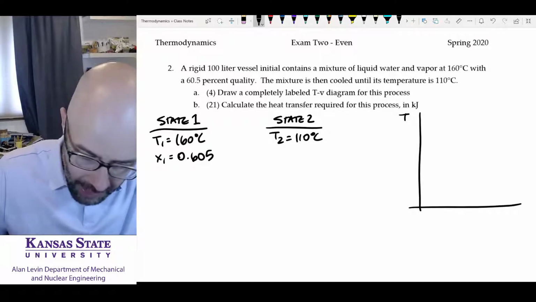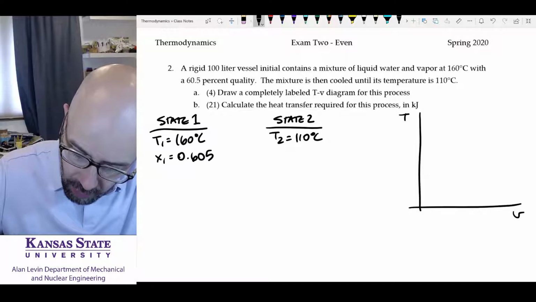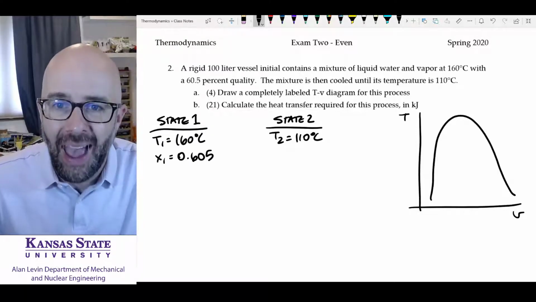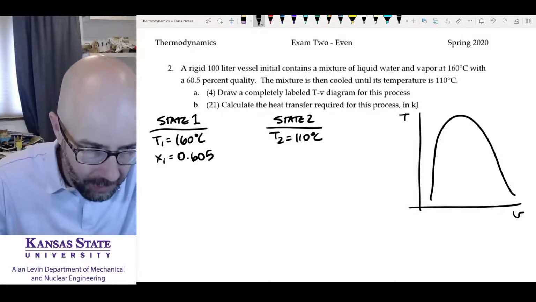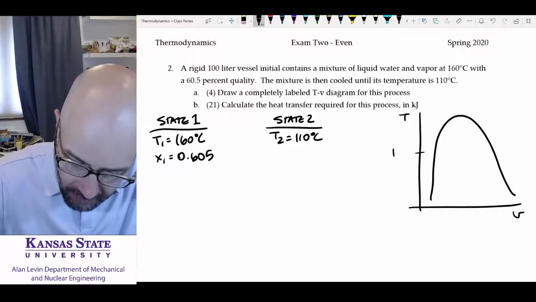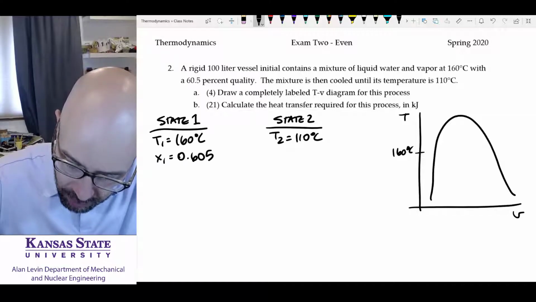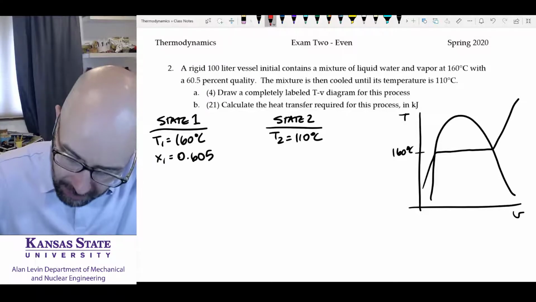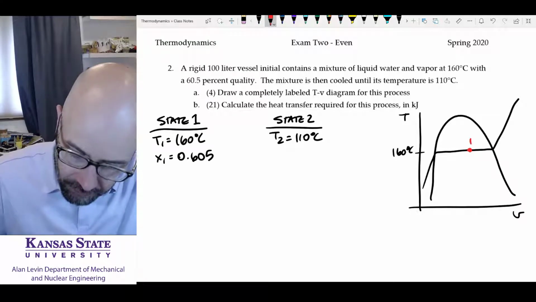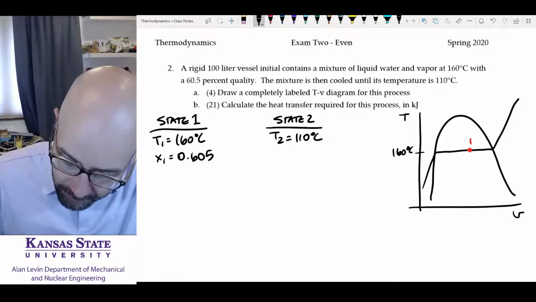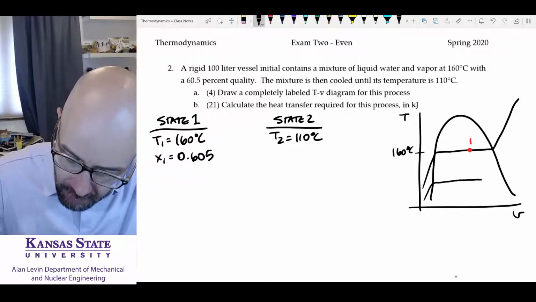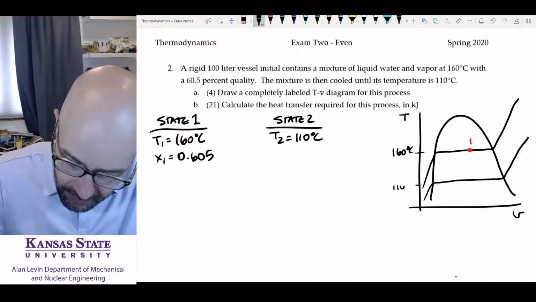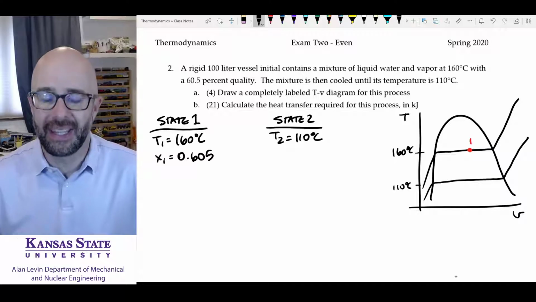T-v diagram. This is liquid water, so we're going to have this vapor dome. And we know that we're at saturation at state 1. So we're going to be dealing with something here that's going to be 160 degrees Celsius, and I'm going to draw a pressure line through this. We could find out what that pressure is, but we're going to be somewhere over here. Maybe this is going to be our state 1, and we're going to go to state 2. That state 2 is going to be on another pressure line, and I'm going to draw this to be 110 degrees Celsius. And I have to figure out where state 2 is.